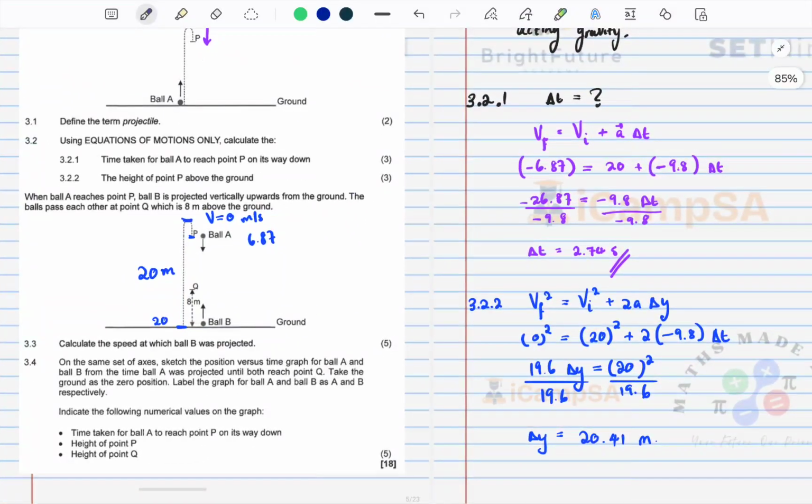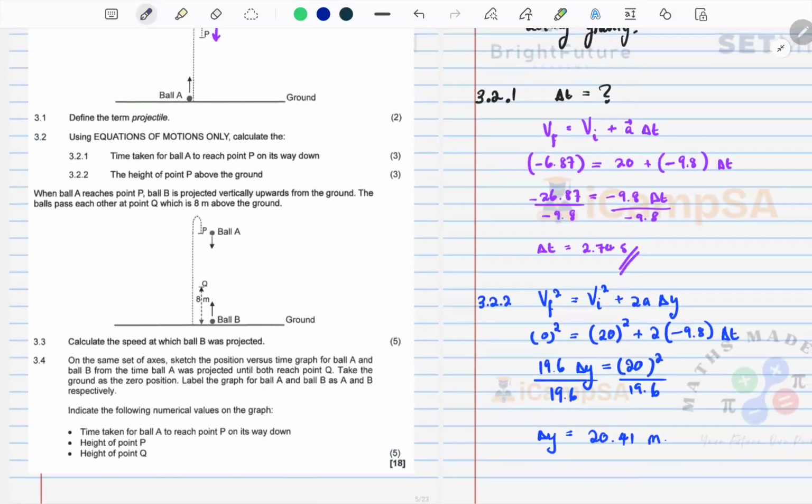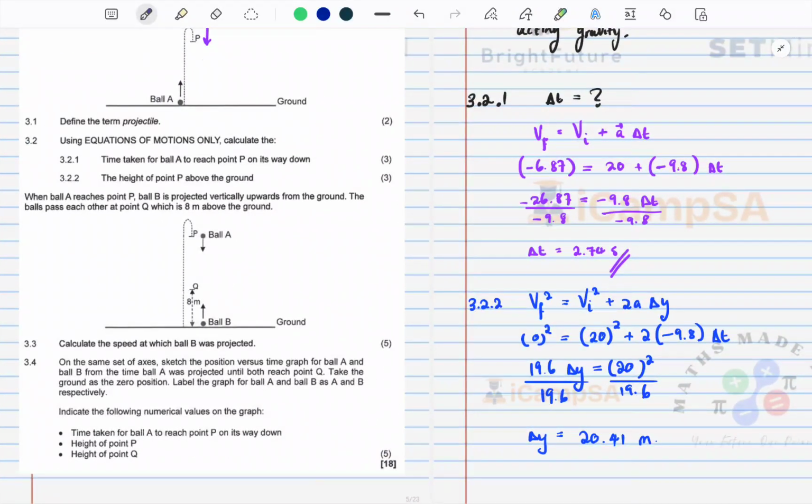What are they asking us here? So here they are saying when ball A reaches point P, ball B is projected vertically upwards from the ground. Then the balls pass each other at point Q. This is your point Q, which is 8 meters above the ground. Okay, now calculate the speed at which ball B was projected. How do we then go about this one?